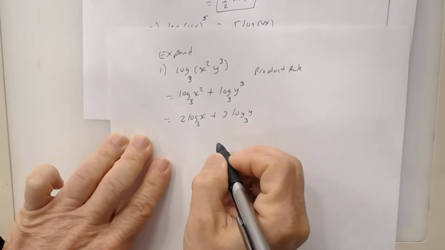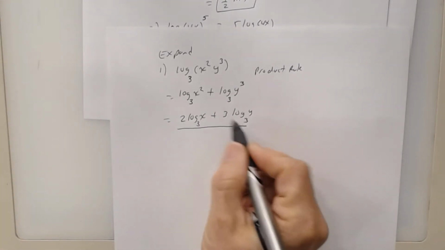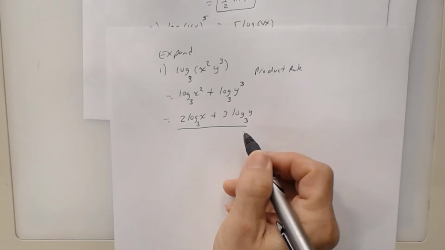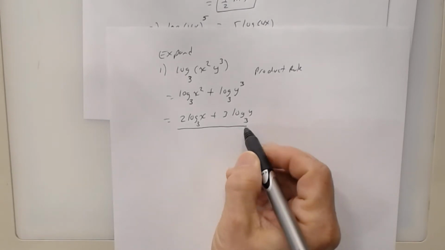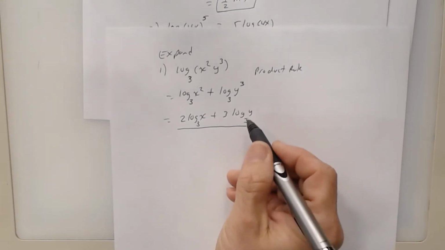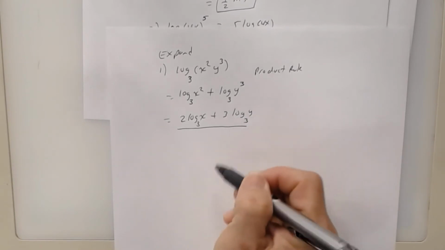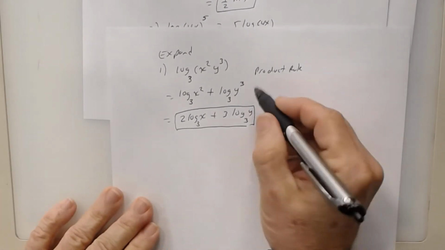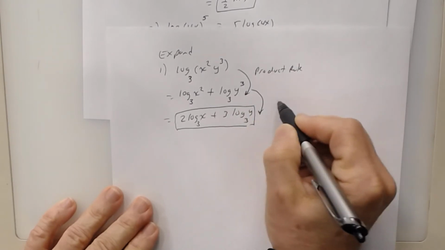Can I do anything else? No, you're done. Don't try and say, well, can I reduce those 3's? You could if it said 3 divided by 3, right? But is that saying 3 divided by 3? No, that's not a division. That 3 here is a subscript. That 3 is a base. So it's part of that log term. Okay, so there's your answer. So remember, to go from here to here, I use what rule? And to go from here to here, I use what rule? Power.